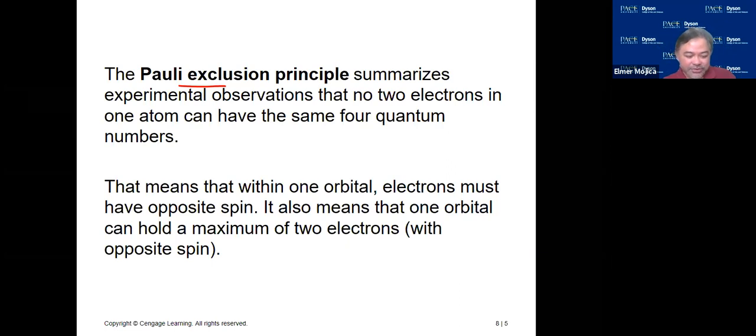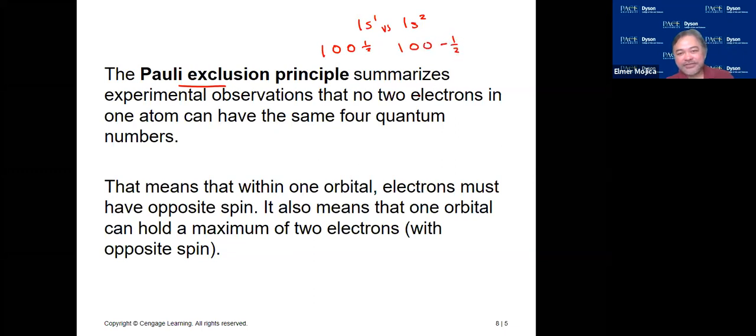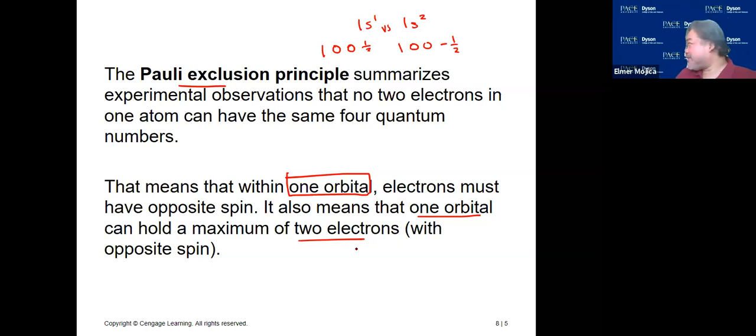What does this quantum number mean? For instance, the one that I told you, the 1s1 and the 1s2. How can we designate that? Both of them are 1, 0, 0. The other one could be positive 1/2, and the other one could be 1, 0, 0, negative 1/2. If you summarize the Pauli exclusion principle, it just means that within one orbital, electrons must have opposite spin. It also means that one orbital can have at most 2 electrons.